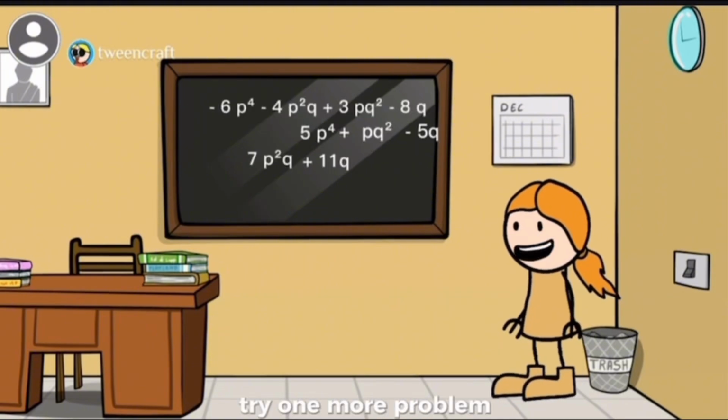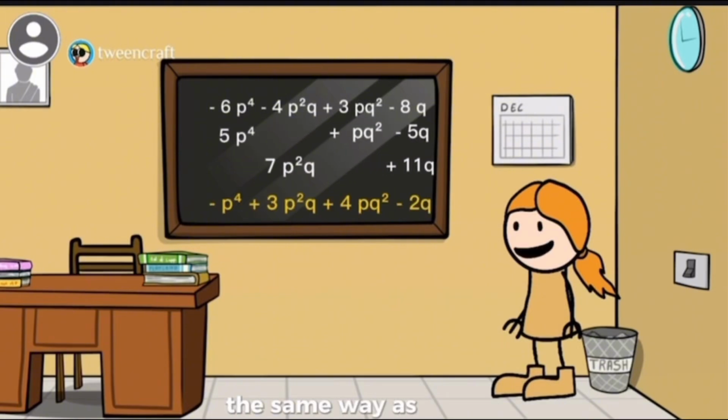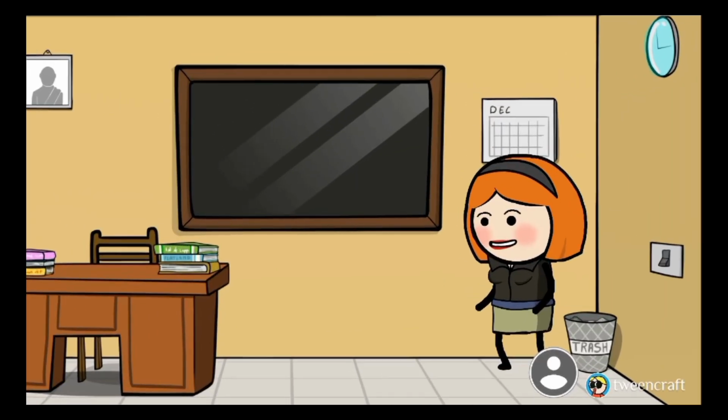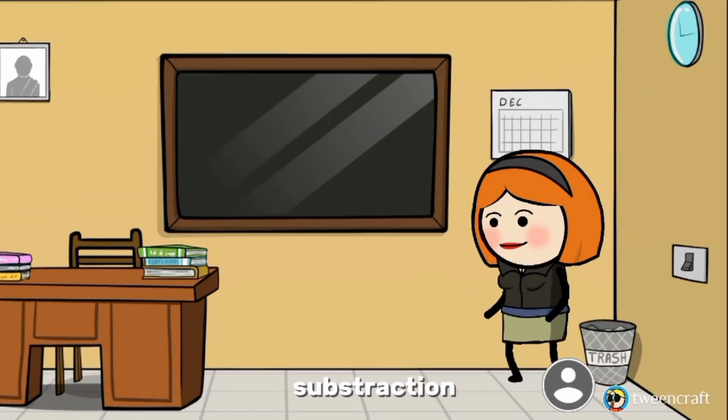Try one more problem. This time there are 3 algebraic operations. We arrange them in the same way as before and then just add them up. Algebraic subtraction is also the same, friends. If there are 3 or more types of terms, just arrange them downward, then just subtract them.